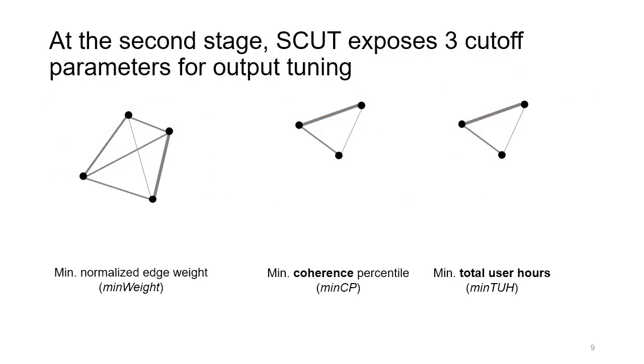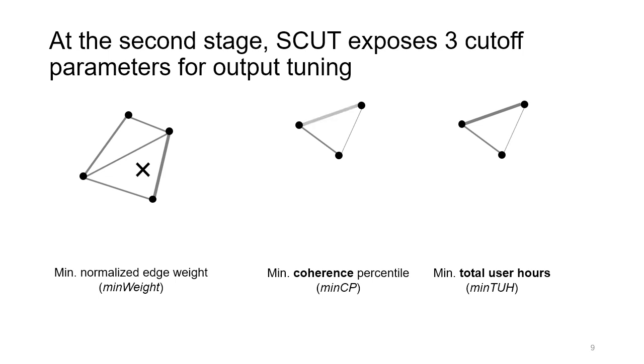At the second stage, SCUT exposes 3 cutoff parameters for output tuning. The minimum normalized edge weight is used to prune the shared usage graph before running clique detection on the graph. In this example, the clique will no longer exist if edges connecting one of the vertex pairs are removed. The minimum coherence percentile and the minimum total user hours are used to filter the cliques.